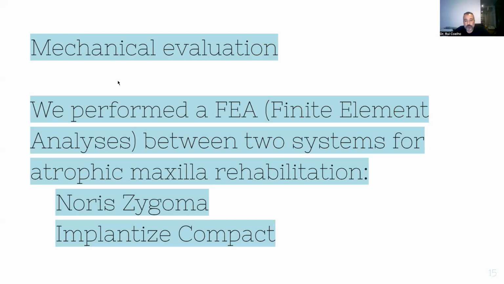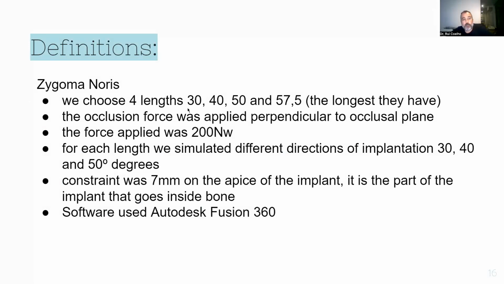So as I told you, we always do FEA, and that gives us a lot of experience and a lot of analysis of what we are doing. So we did an experiment, and we did FEA for two systems, Norris-Zygoma and our implant. For Norris-Zygoma, we chose 4 lengths. They have the smaller one, 40, 50, and 57.5, which is the longest that they have. And then we apply occlusal forces, but with one difference. For each one, we applied it at 30 degrees, 40 degrees, 50 degrees. It will make a lot of difference.